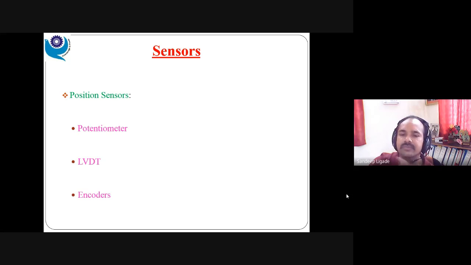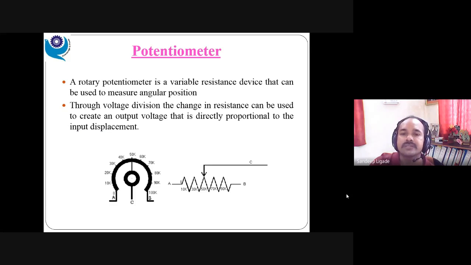And similarly, we will see the construction, or you can say the type of potentiometer that we have. That is, you can see over here, potentiometer. A rotary potentiometer is a variable resistance device that can be used to measure angular position. Here, the potentiometer is a kind of resistor. There are types of resistance: fixed resistance and variable resistance. Under fixed resistance, there are wire wound resistance, carbon composition resistance, hermet resistance. So there are n number of types of resistance.